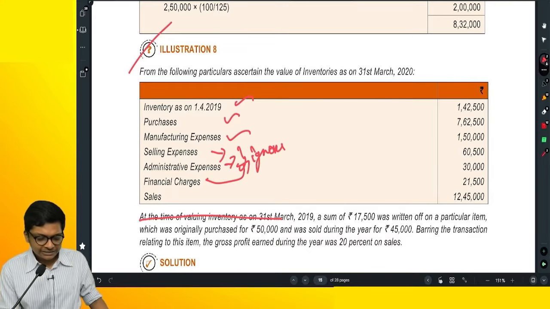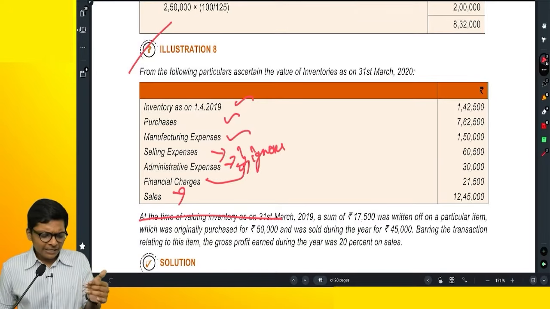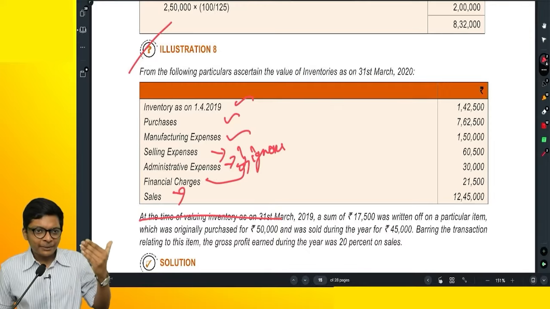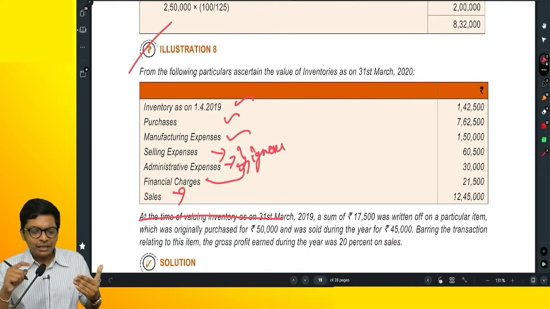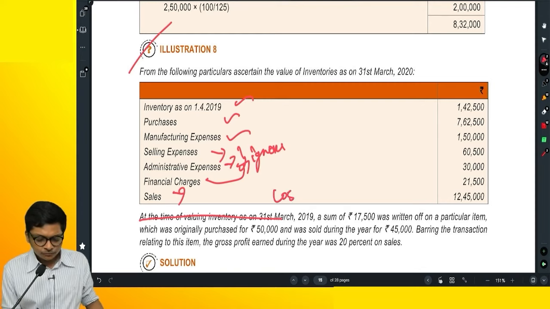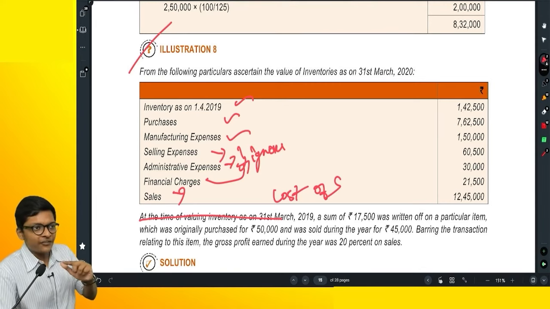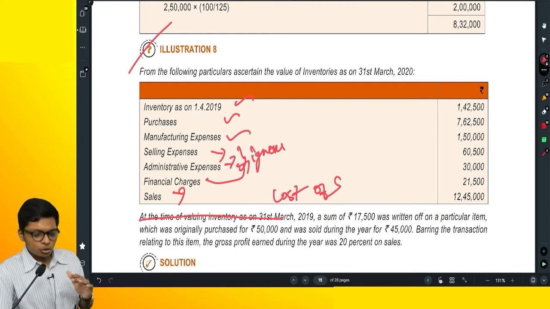Okay. Sales is given. Normally I can find opening stock is there, purchase is there. Opening stock plus purchase plus manufacturing expense minus cost of sales. Cost of sales I will find what? Profit. So, but I should know what is the profit percentage.